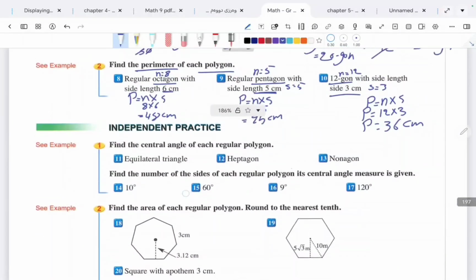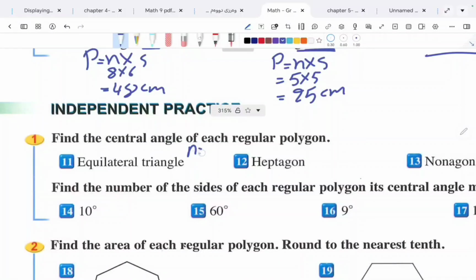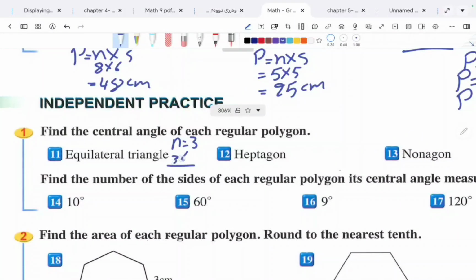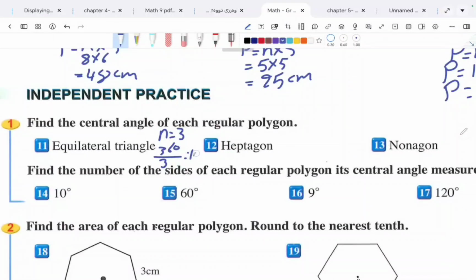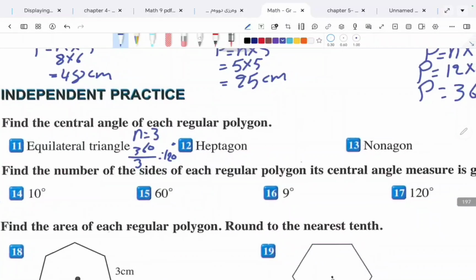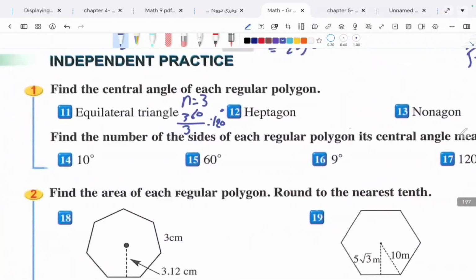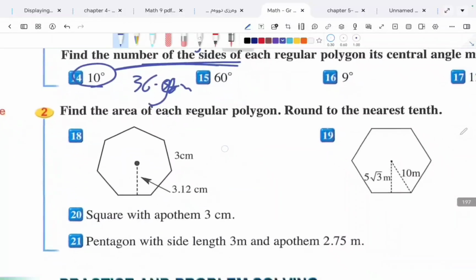Again, it's the same thing. Equilateral triangle, n equals 3. Okay, so we will say 360 divided by 3, which equals 120. Heptagon, it's 360 divided by 7. Nonagon is 360 divided by 9. The other one, 360 divided by 10 degrees. How many sides do you have? 36 sides. Or you can say 36-gon because they ask for the sides.